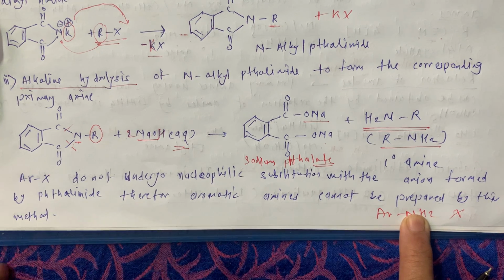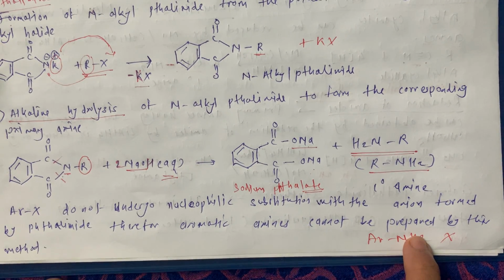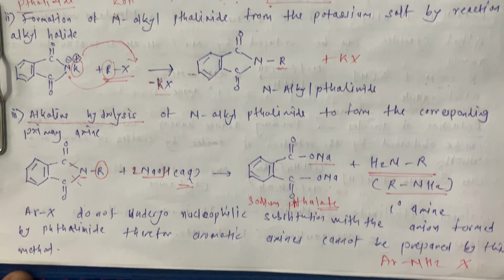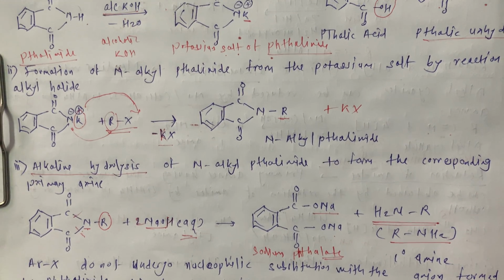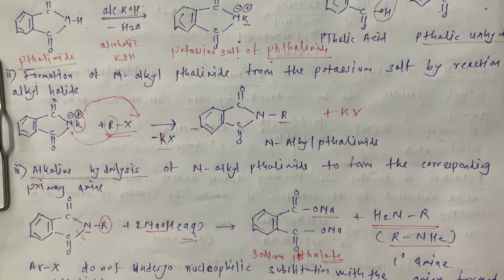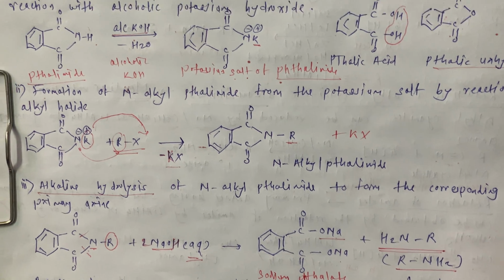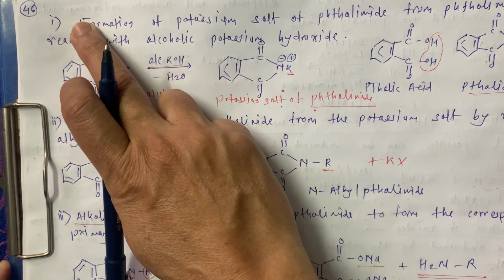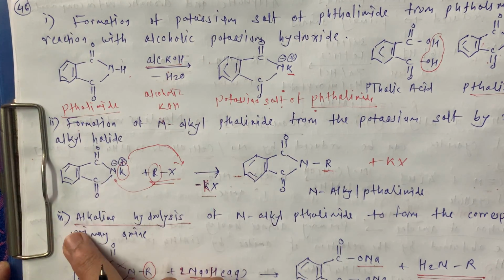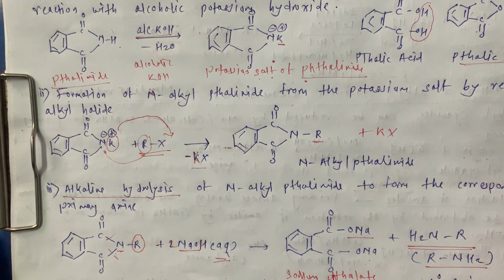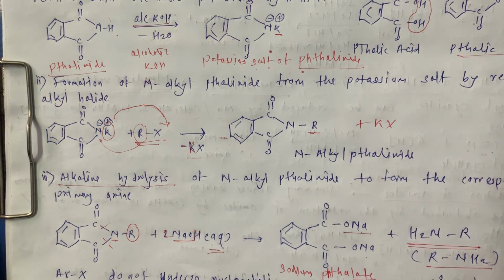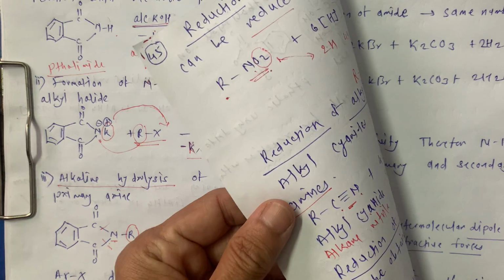Remember this thing in Gabriel phthalimide synthesis. This is the method to use to prepare primary amines, and this is a 3-step reaction: first step, second step, and third step. This is the question for 3 marks. So do practice writing this reaction.